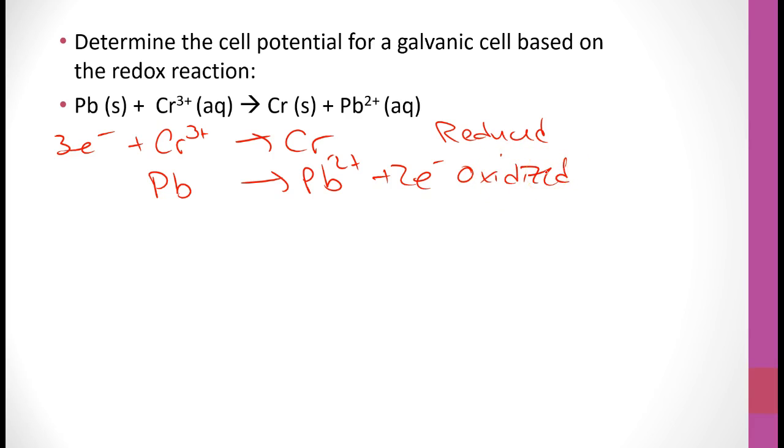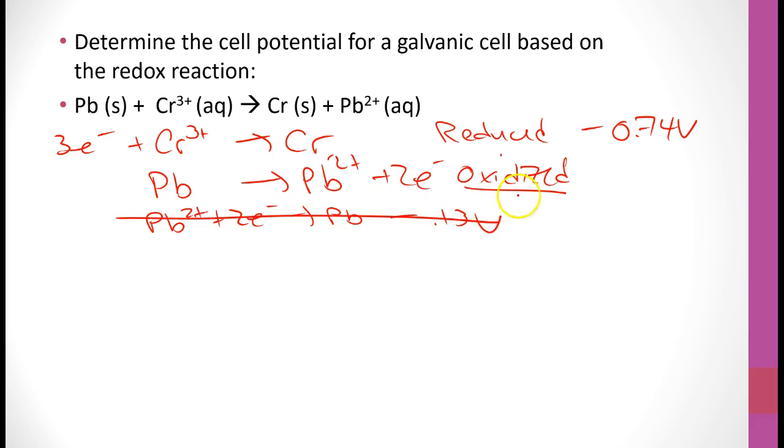Okay, so if you look up the Cr3+, that is middle-ish, middle bottom-ish. It's negative 0.74 volts. And then you look up the lead, and again, this is oxidized. So what you're going to find on the chart is the reverse version: Pb2+ plus 2 electrons goes to Pb. That is about in the middle. That's negative 0.13 volts. That means this one is positive 0.13 volts. Sum total, negative 0.61 volts.